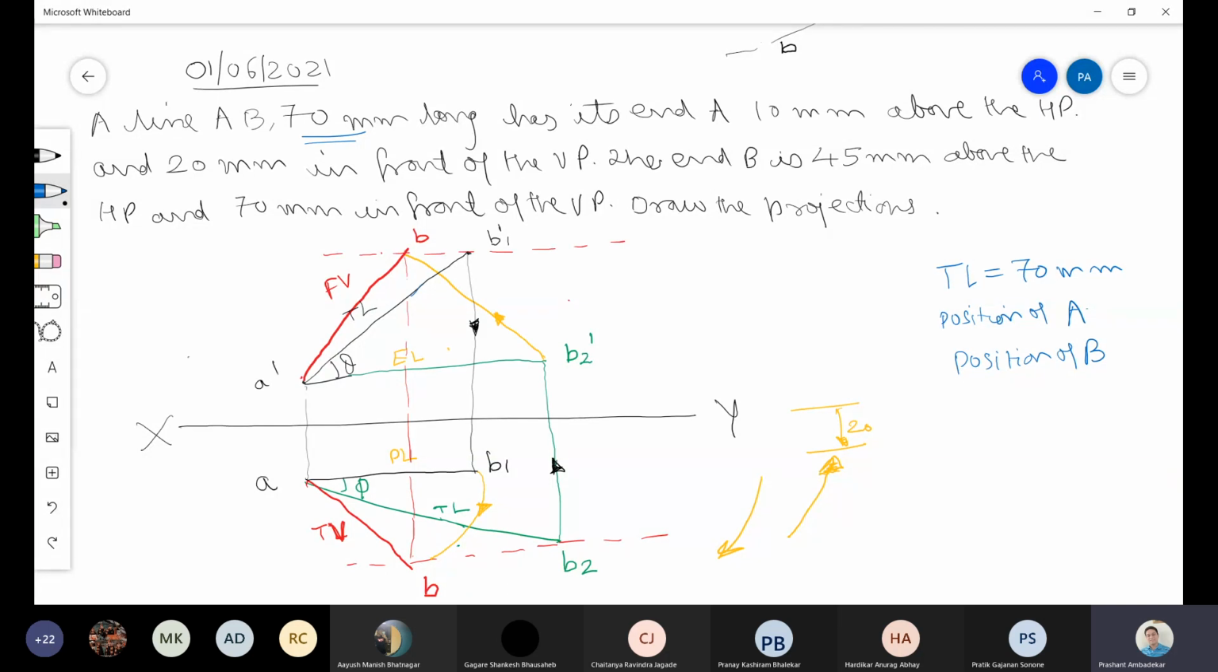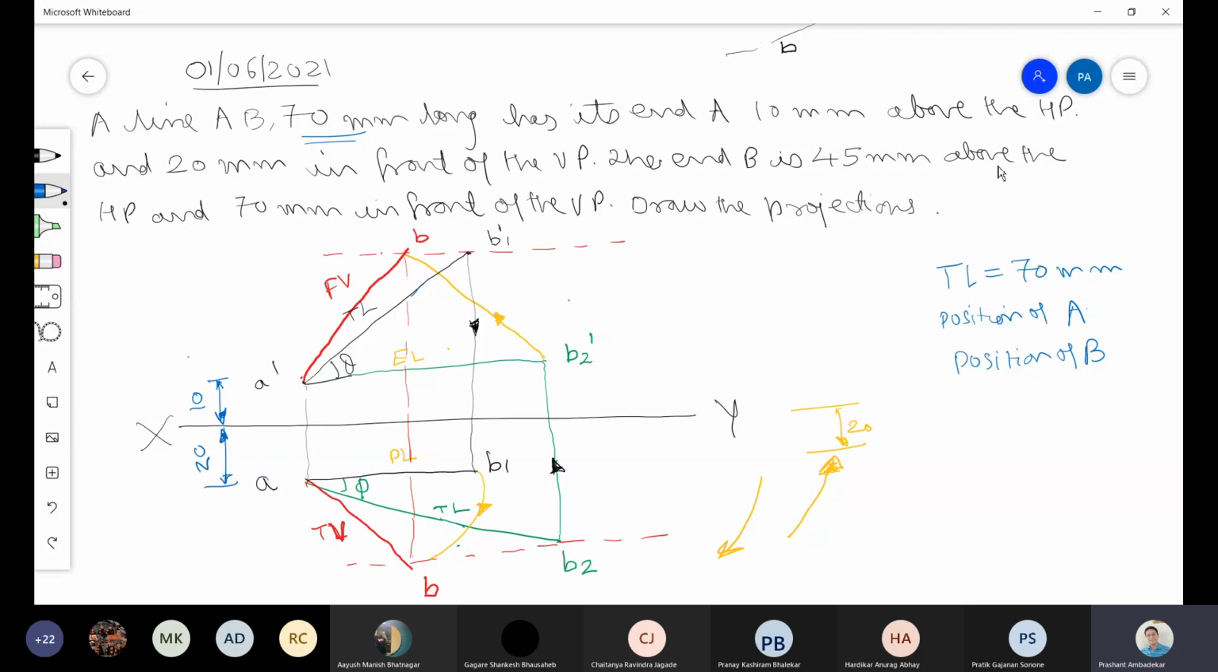Point A is 10 mm above HP and 20 mm in front of VP. So this distance is 10 mm, and this distance is 20 mm. So we can locate the point A. Now after locating point A, we know the true length. So this line length is known to us, but this angle theta is not known. Angle theta is not known, but what is known?